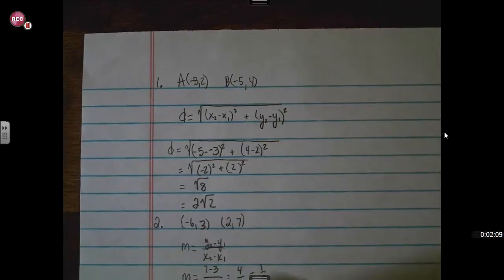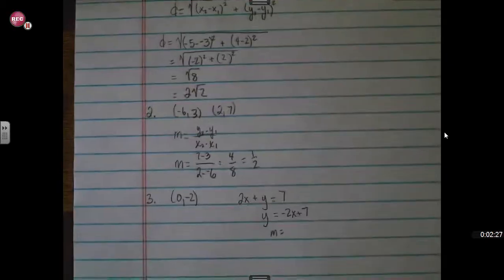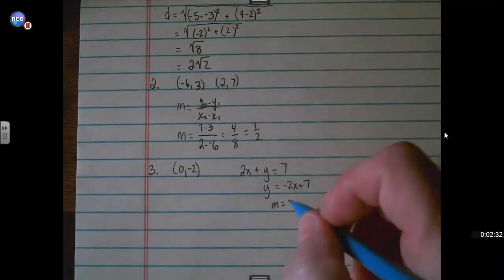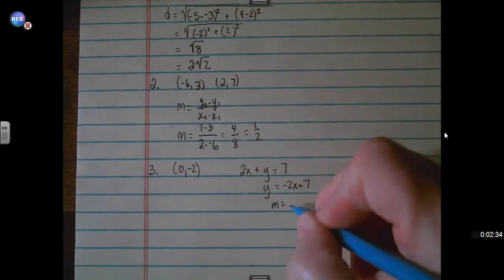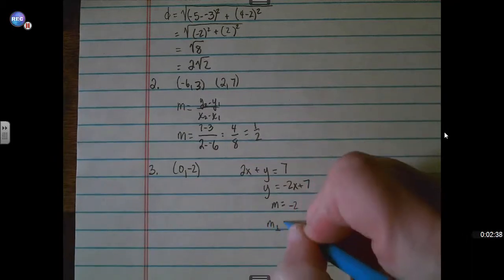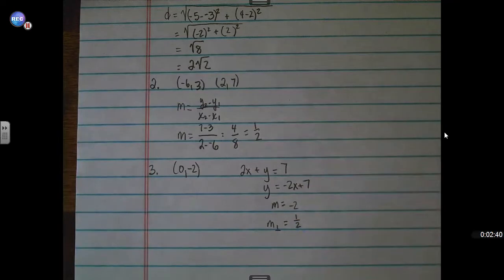Find an equation of the line through 0, -2, and perpendicular to the line 2x plus y equals 7. So if we solve this for y, we get -2x plus 7. And so the slope of this line is -2, so the slope of the line perpendicular to it is positive 1/2.